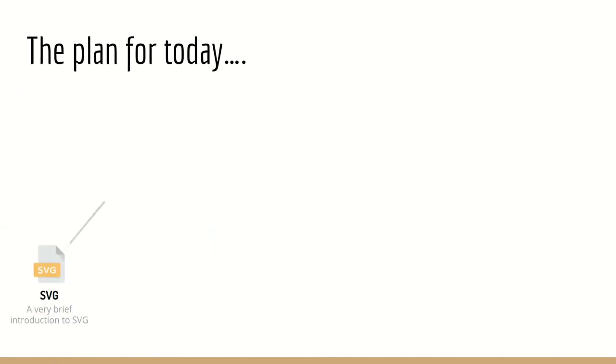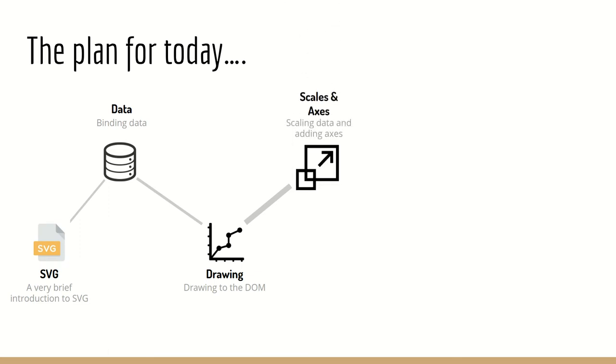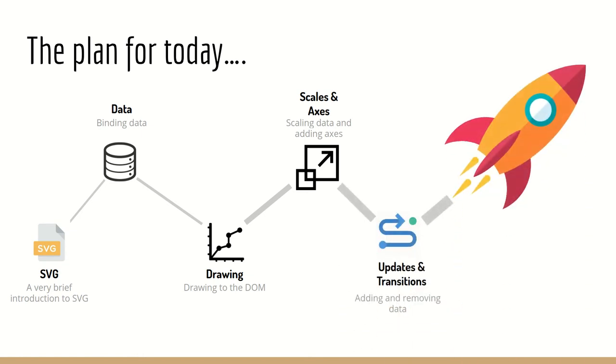Okay, so the plan for today is a brief introduction to SVGs, loading and binding data, drawing to the DOM, and scales and axes. We might not touch on this. We're looking at a tree graph in lesson 3, so scales and axes aren't really part of that. They're more suited to bar graphs and things like that. So we might not touch on that today, but we will touch on updates and transitions.